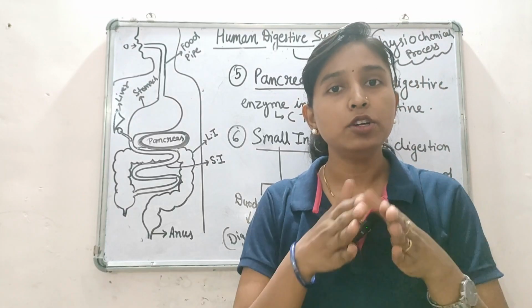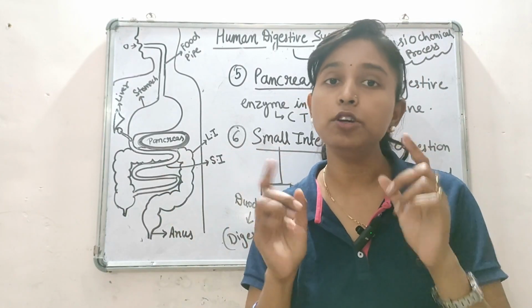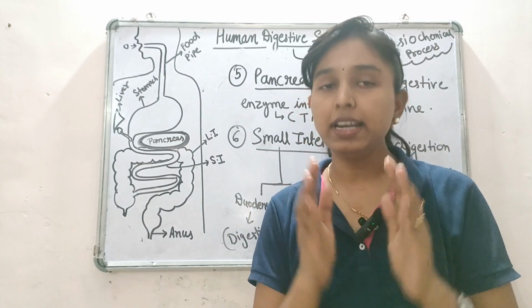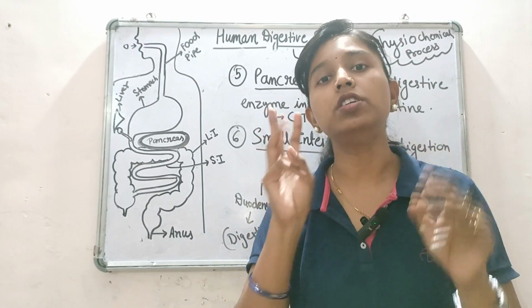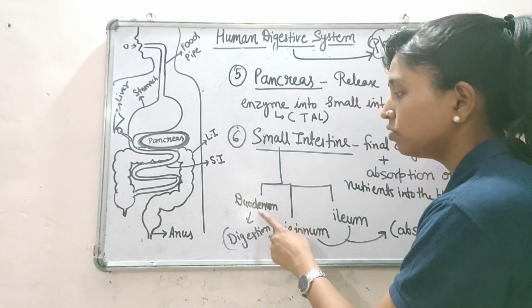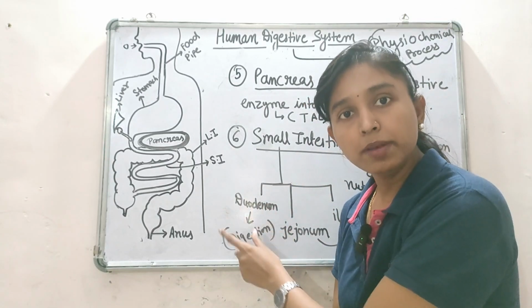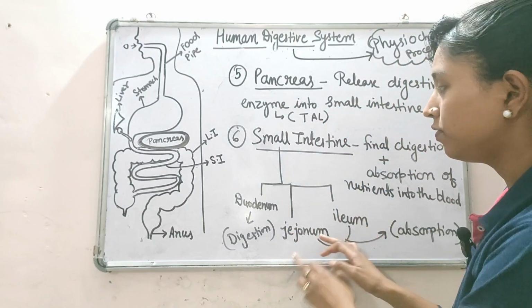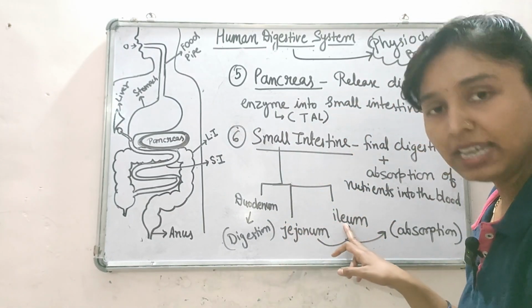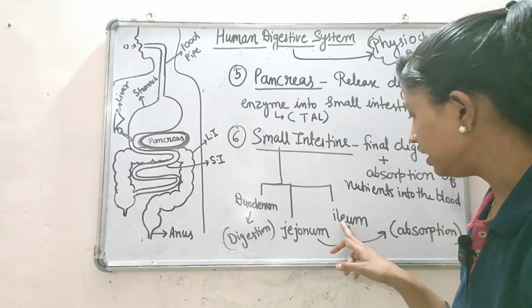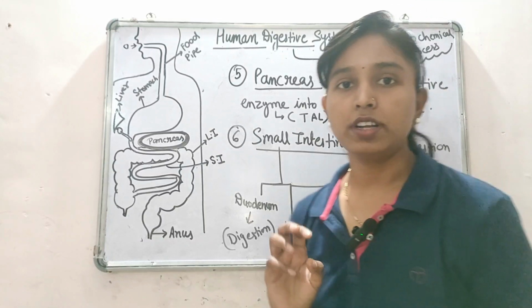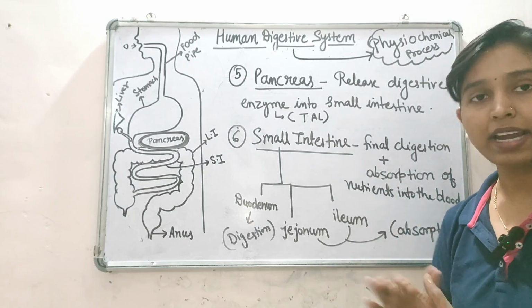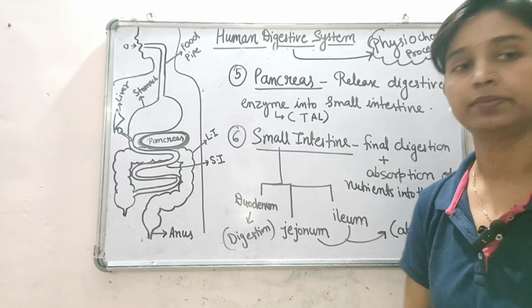The small intestine is divided into three parts. As I told you, the small intestine is the longest part of the alimentary canal. The first part is the duodenum. Here, in the duodenum, digestion takes place. The other two parts of the small intestine are the jejunum and ileum. The jejunum and ileum are responsible for the absorption of the nutrients of the food into the blood.